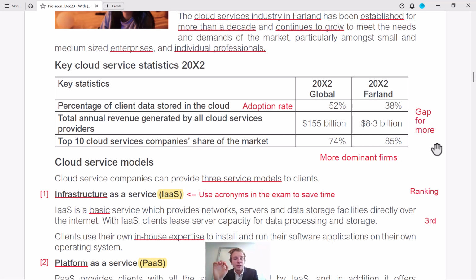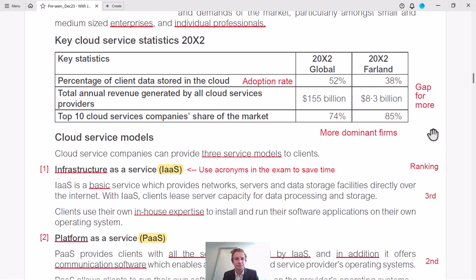The interesting thing on here is the top 10 cloud service companies' share of the market. So the top 10 in the world, 74%, there are lots more competitors in there, but within Finland, 85%. What it's saying is the top 10 companies make up the majority of the market, where you may have a few, there's sort of 15% left. You have more dominant firms in Finland. You might have the odd niche company on there, but it's not the same globally. So again, increased competition you could talk about.